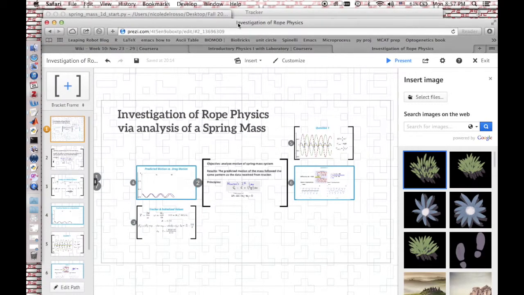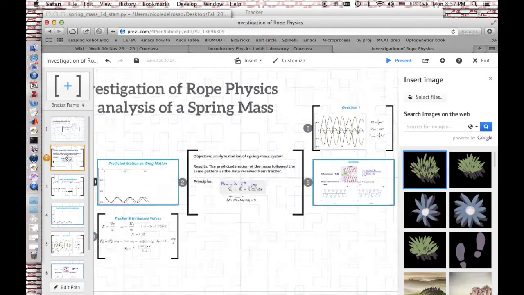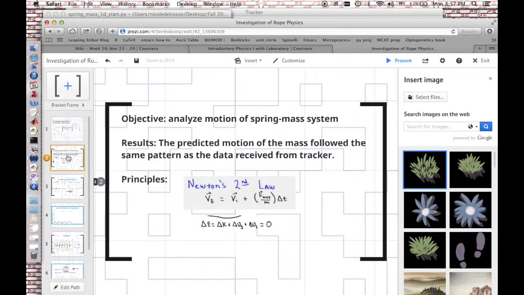In this lab, the objective is to analyze the motion of a spring mass system in which the mass swings in an arc while oscillating on the spring. The results that I obtained were that the predicted motion of the mass followed the same pattern as the data received from Tracker.